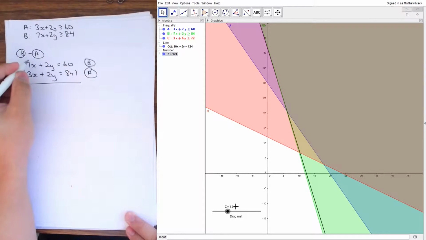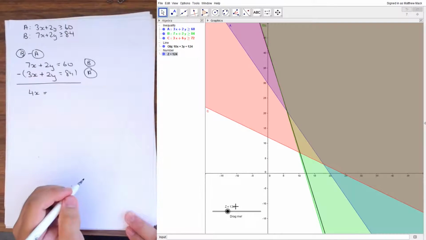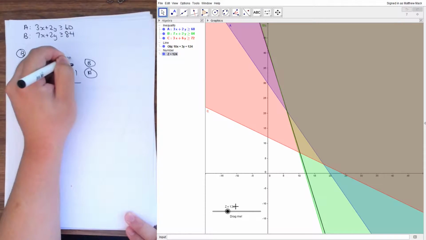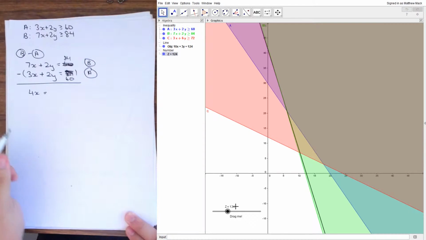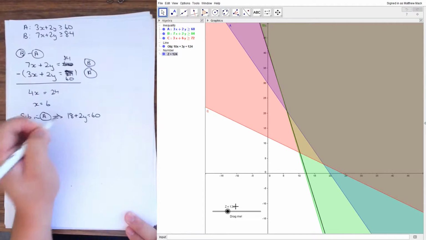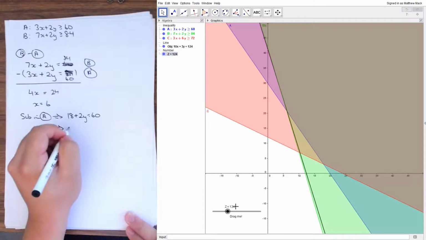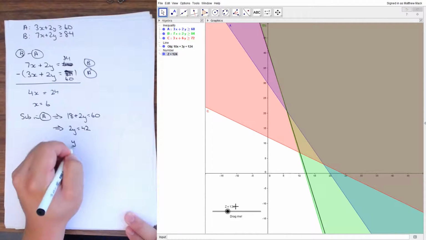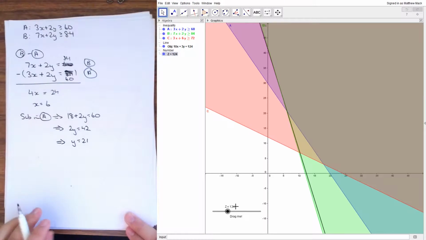So that becomes 4x equals 84 minus 60. I'm feeling that something is a bit wrong. Yeah, I thought something was off. That's 84, and that's 60. My apologies. So that's 4x equals 24, which gives us x equals 6. Substitute that back into A. So sub in A, and that gives us, let's see, 6 3s are 18. 18 plus 2y equals 60, and that gives us 2y equals 42, y equals 21. And there we have it.